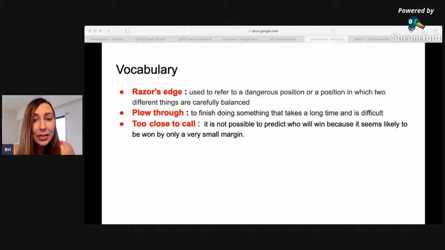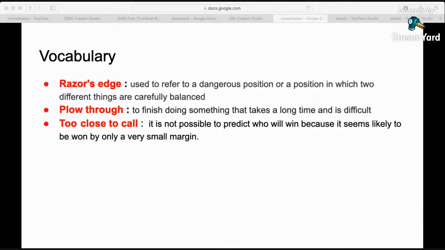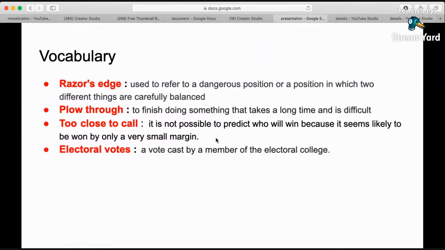Okay? Very, very good. So, can you see the words all right? Should I disappear? If I do this, is it easier to see? Maybe I should do it this way if it's easier to see. So far we learned razor's edge, plow through, too close to call.